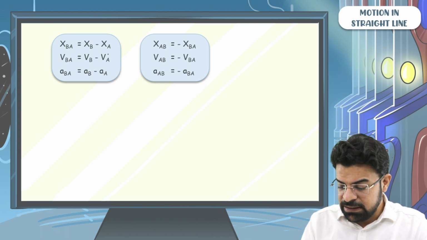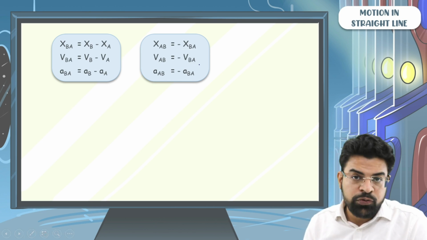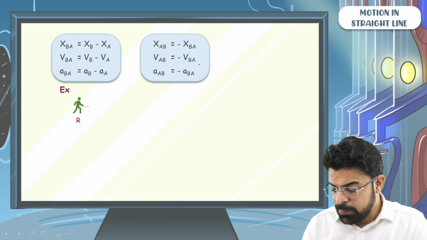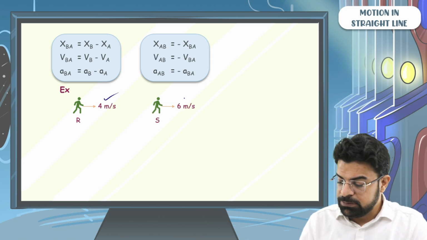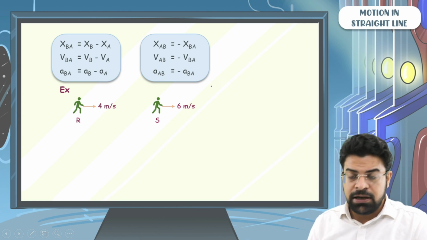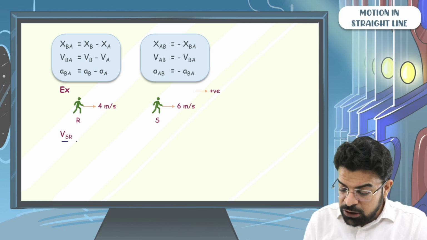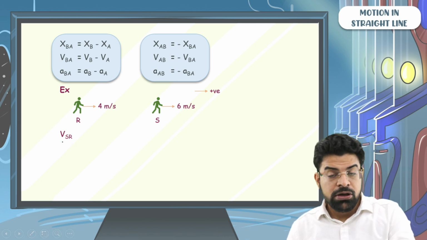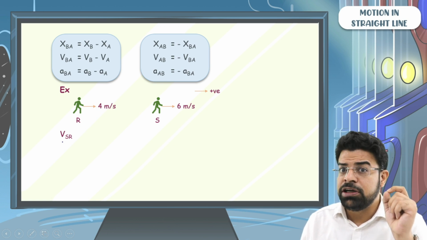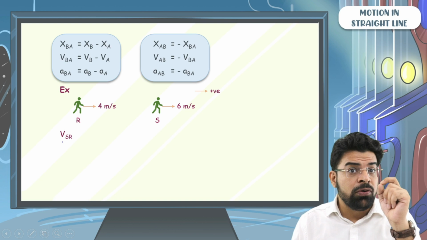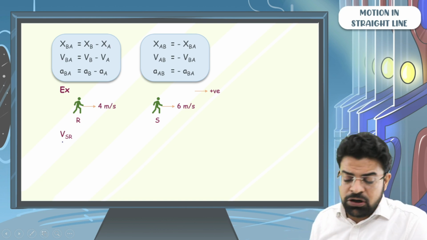Now let's understand this with an example. Let's say there are two friends, Ram and Sham. Ram going towards right with speed of 4 meter per second and Sham going towards right with speed of 6 meter per second. Taking the right hand side to be positive, I ask you, what is the velocity of Sham with respect to Ram? When I say what is the velocity of Sham with respect to Ram, Ram is the origin. We are measuring everything with respect to Ram. Ram will assume himself to be at rest. So what is the velocity of Sham with respect to Ram?